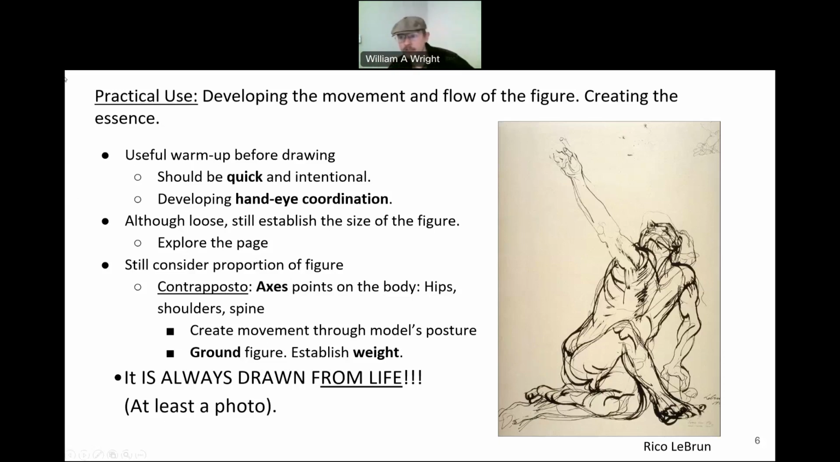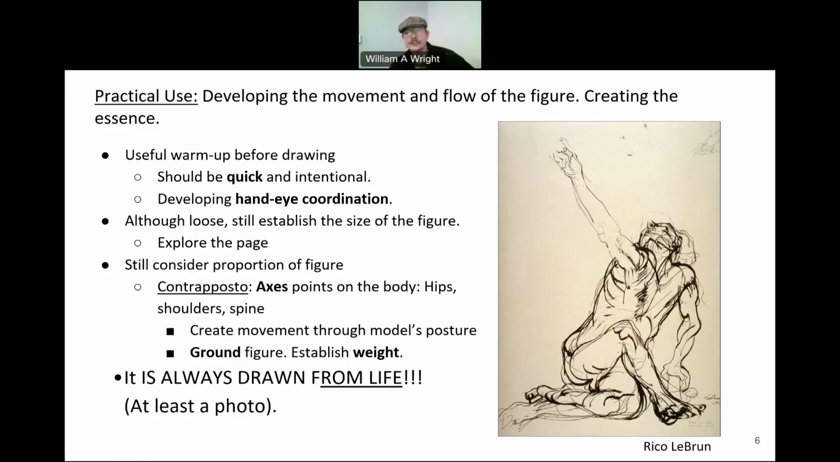These are the practical things. It just helps you understand proportion, weight, and pose so much. I can't really reiterate that enough. Consider the proportion of the figure. It also helps you get contrapposto, which is basically the idea of the axes points of the body: the hips, the shoulders, and mainly the spine.